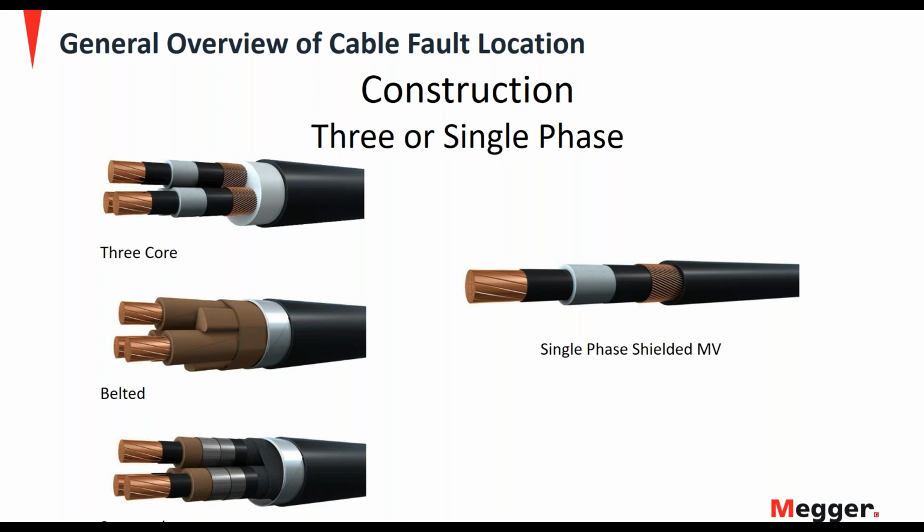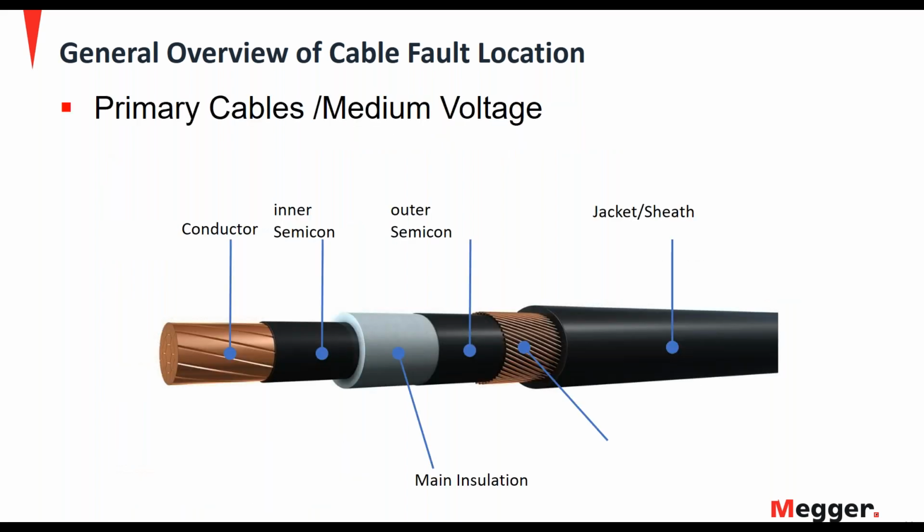It will work on the 3 core cables also, but the focus will be this type of cable, and it's common to see the cable class for this medium voltage of 15, 25, or 35 kV class cable. And the key point about it is this is a shielded cable, usually with a neutral concentric, and the arc reflection method that we're going to be reviewing works well on this type of cable.